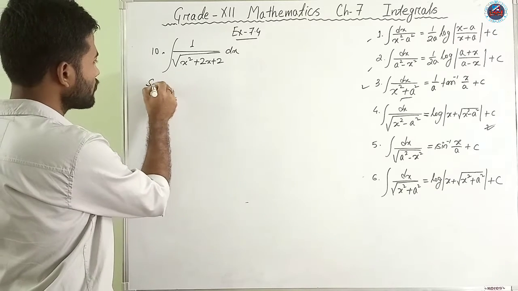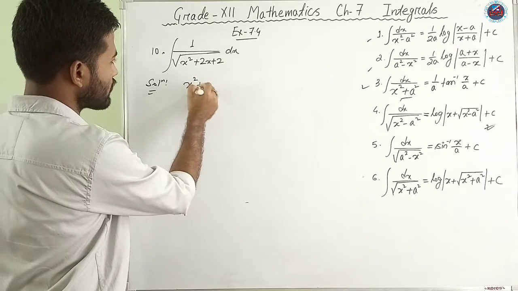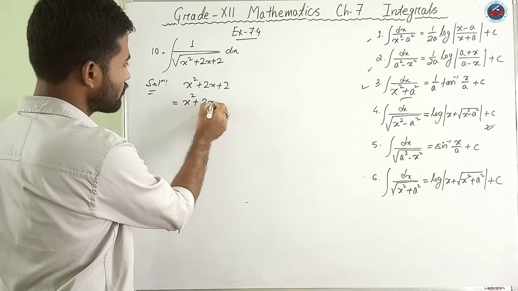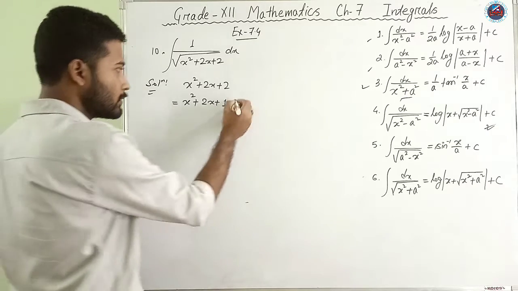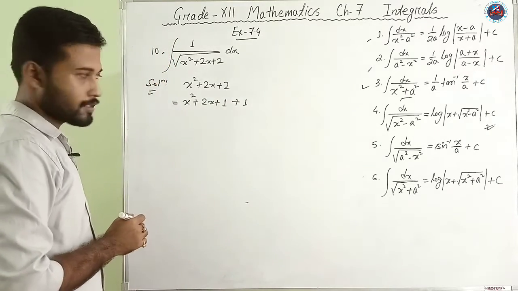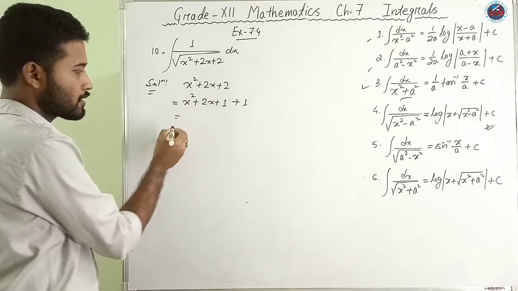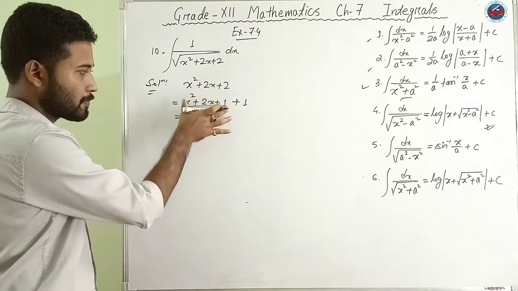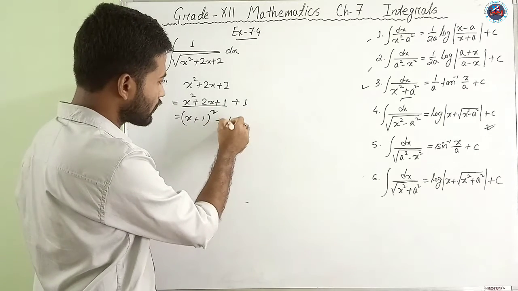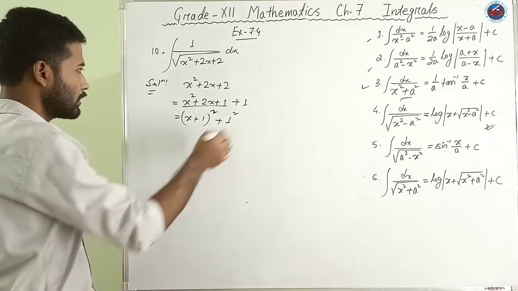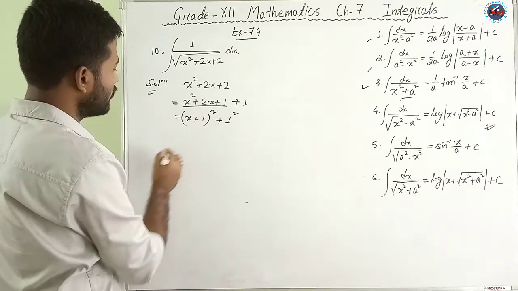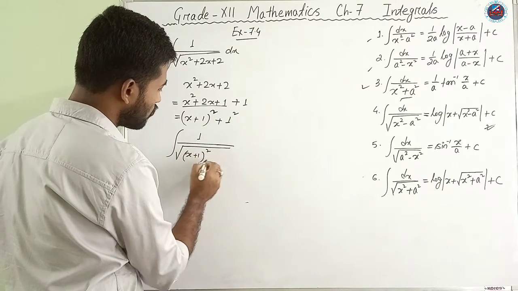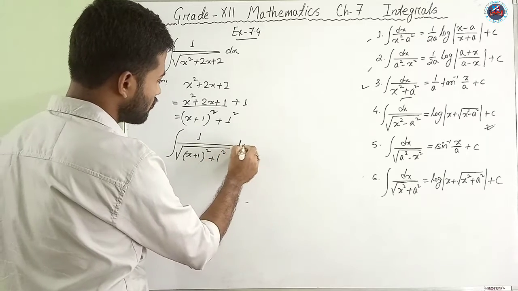So what to do? Here at first take out this quadratic expression, x square plus 2x plus 2, and this is equal to x square plus 2x plus 1 plus 1, isn't it? This 2 I have written as 1 plus 1, and now the first part is in the form of x plus 1 whole square formula. Plus this 1 can be written as 1 square, okay. Now once we have written it in this way, I can reduce the integral to 1 by root over x plus 1 whole square plus 1 square, integration of this.